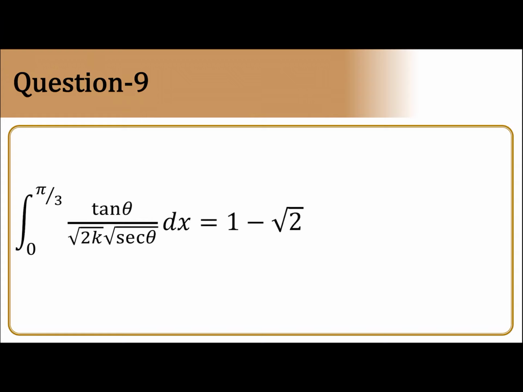Let us move further. Why did we take this problem? Tan theta, root k secant theta. The derivative of secant theta is not tan theta, so we have to rearrange in such a way that we get the derivative. Here we can't rearrange, so we try to convert into sin and cos. If I take 1 by 2 root k outside, we convert into sin and cos. So this becomes sin theta by root cos theta.